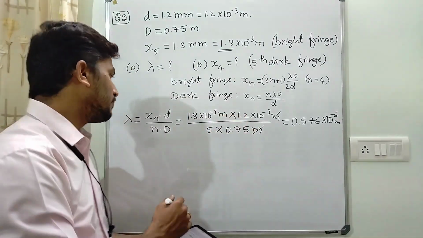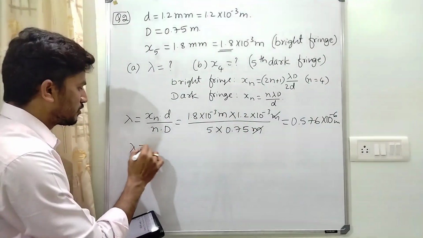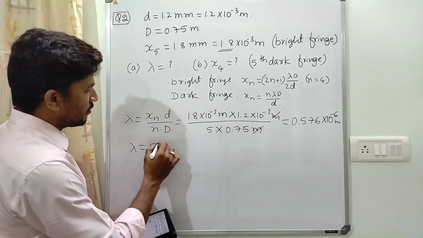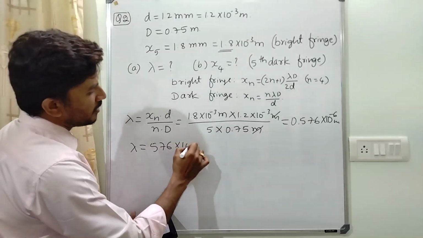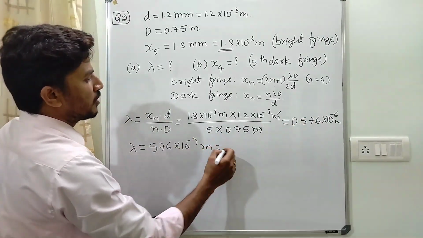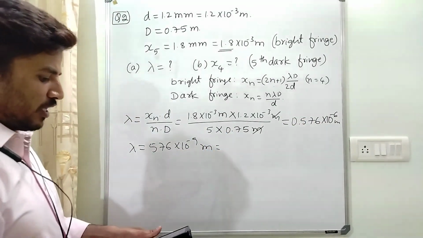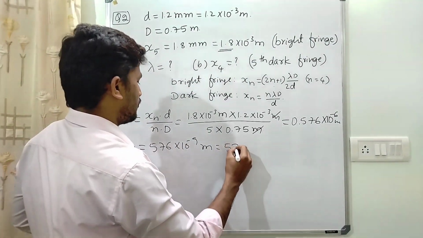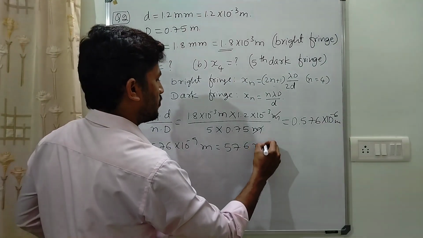If you are getting the same value, it is acceptable. So lambda is equal to somewhere around 576 into 10 to the power minus 9. If you shift the point, you will get 10 to the power minus 9 meter. Usually we have to keep the lambda value in angstrom or nanometer. Here we are getting 576 nanometer.